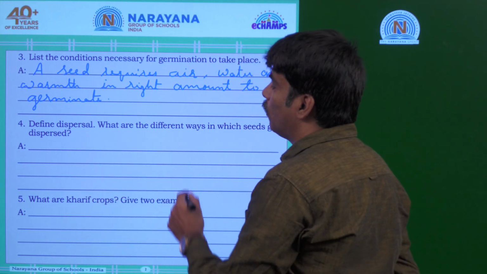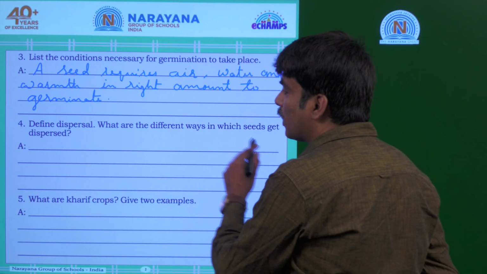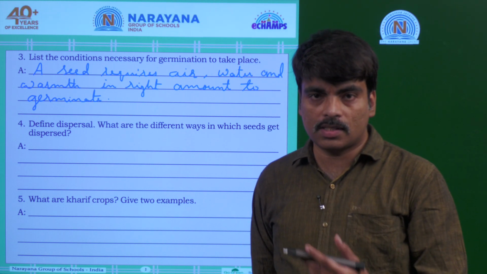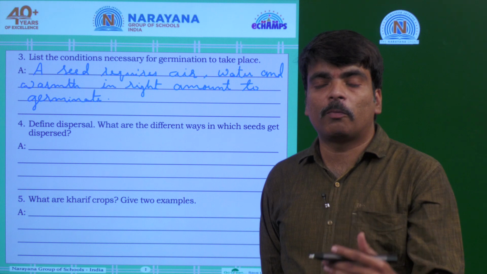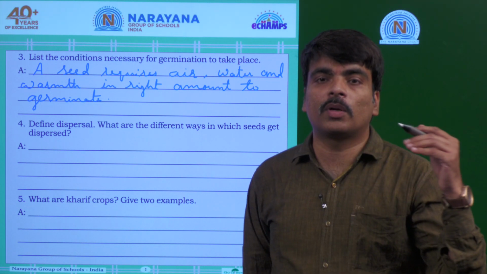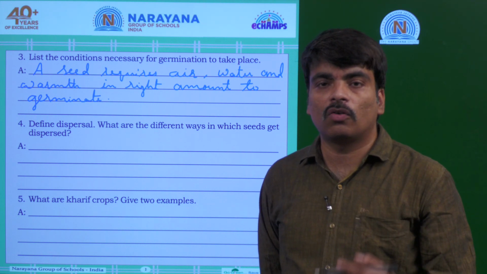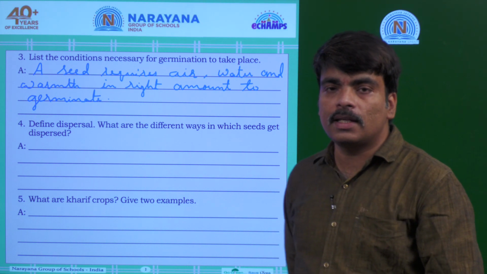Define dispersal. What are the different ways in which seeds get dispersed? Dispersal means scattering of the seeds. They move from one place to another, that is, from the parent plant to different places. We call it seed dispersal.